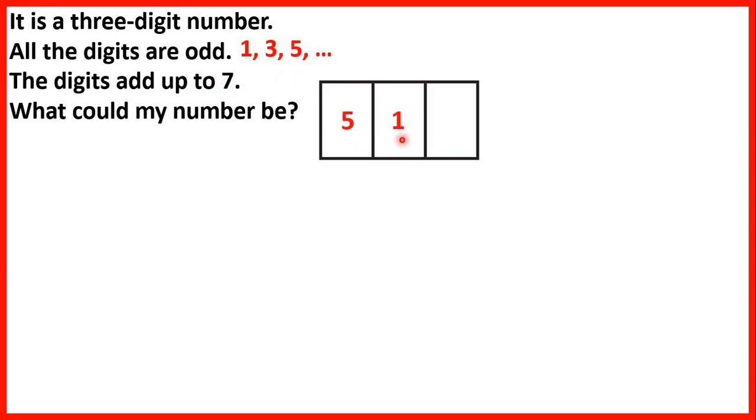So we could have 511 as the number, because 5, 1 and 1 are odd, and 5 plus 1 plus 1 is 7. We could also have 151 or 115. We could also have 1, 3 and 3, because those digits are all odd, and 1 plus 3 plus 3 is 7. We could have 313, or we could have 331.